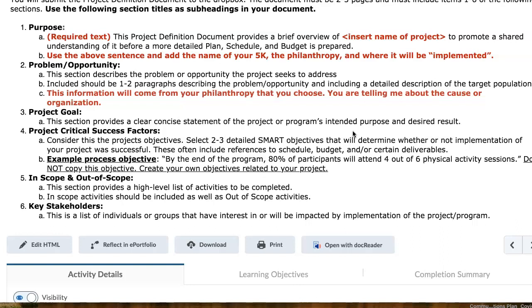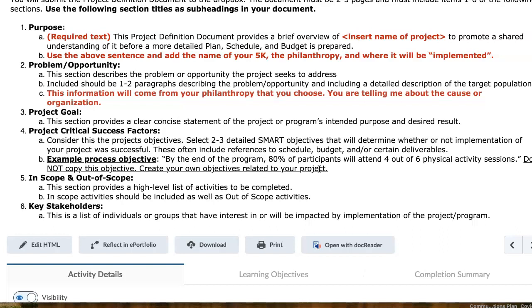This is an example process objective, okay? By the end of the program, 80% of participants will attend 4 out of 5 physical activity sessions. Do not copy this objective. This is an example of a SMART objective, though. It is specific, it is measurable, it is obtainable, it is realistic, and it is time-bound, okay?